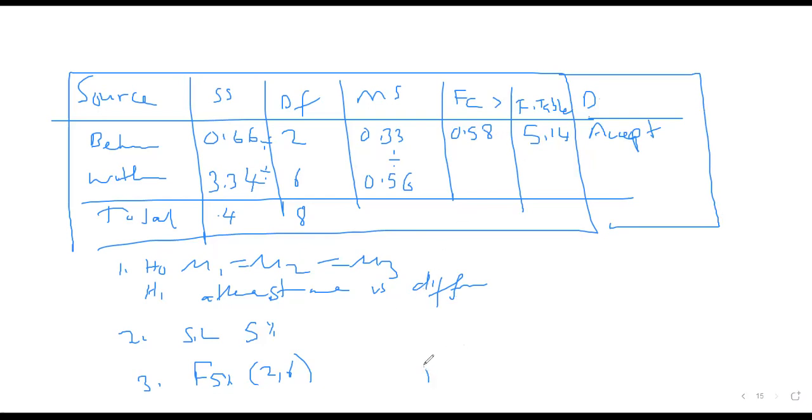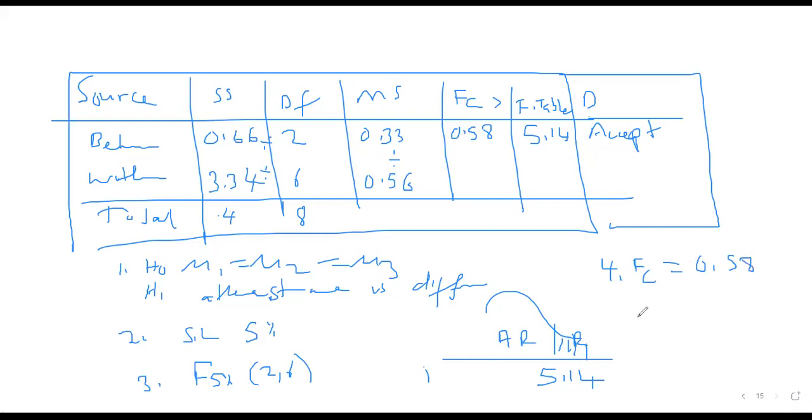So you can draw. This one is usually a single tailed. It's usually one side here. There's nothing like double tailed. It's just on this side. So here it's the accept region. Here it's the rejection region. Then step 4, we calculate the F calculated, which is already in the table, which is 0.58.